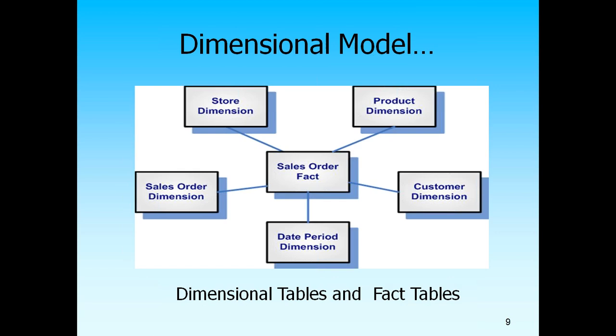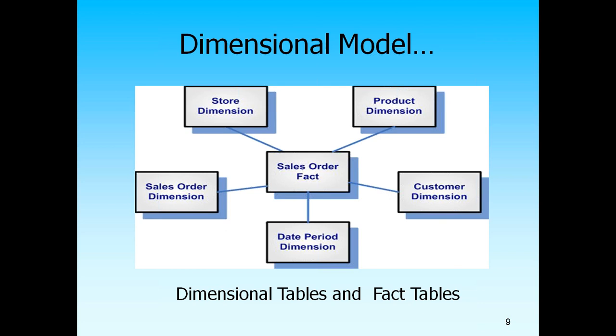Okay. So, the dimensional model. Here we have the facts and dimensions concept in the data warehouse database, the OLAP databases. Now here we have a sales fact and the dimensions: store dimension, product dimension, customer dimension, date period dimension, sales order.